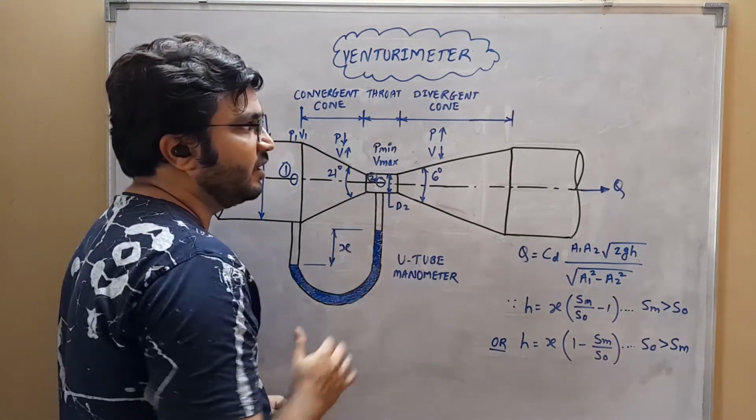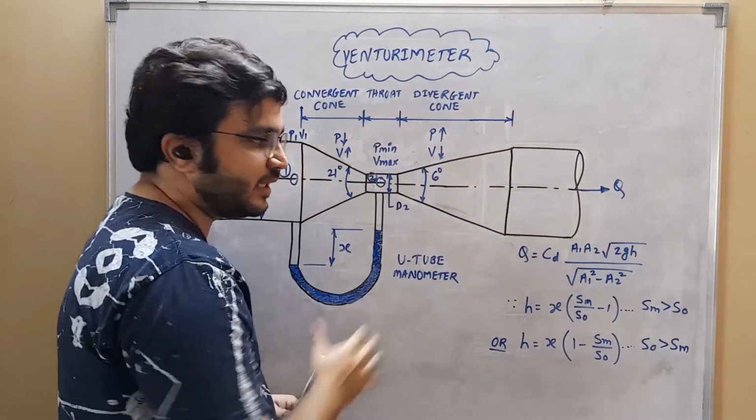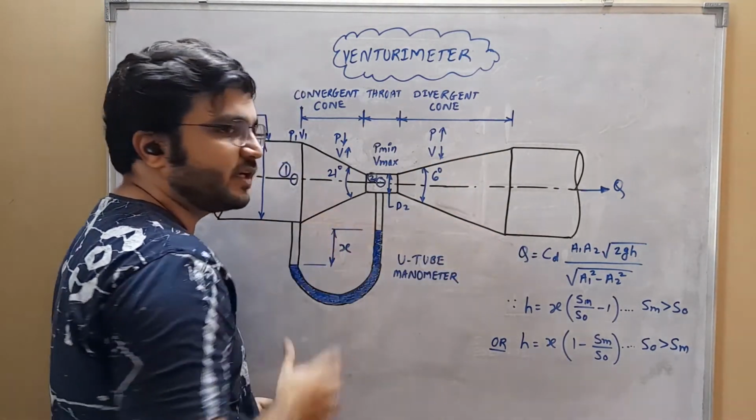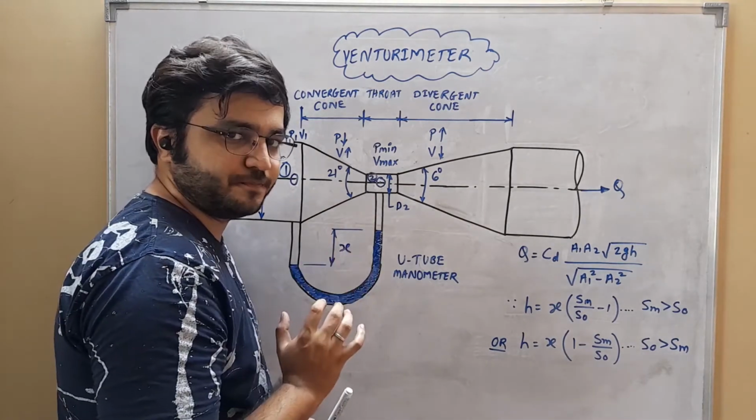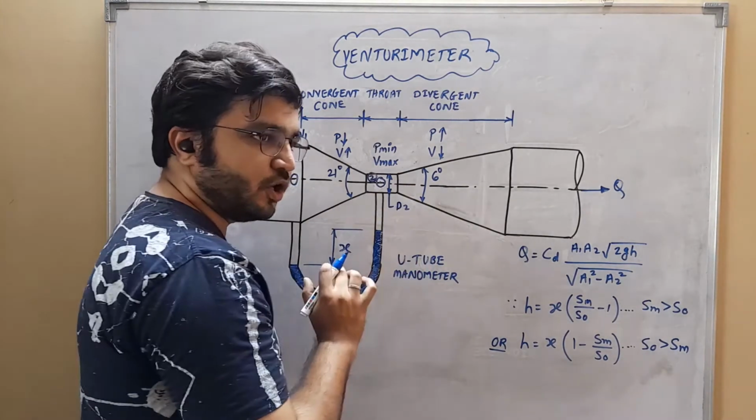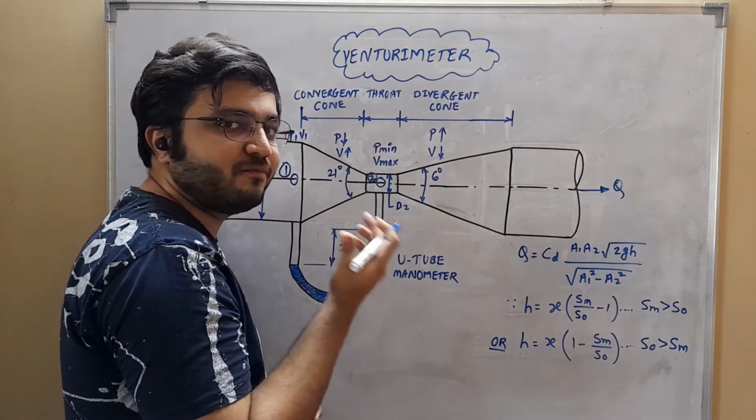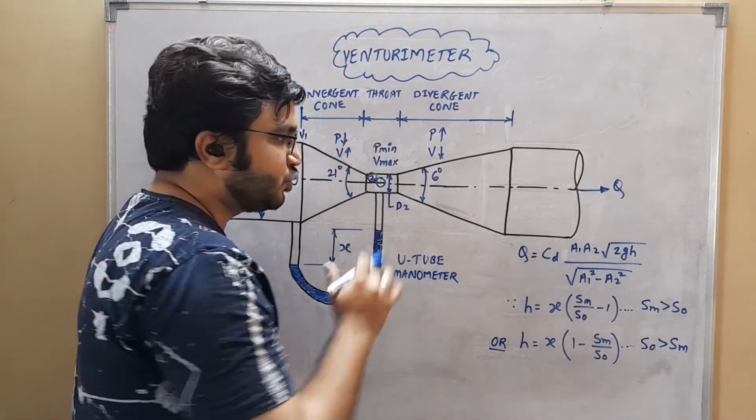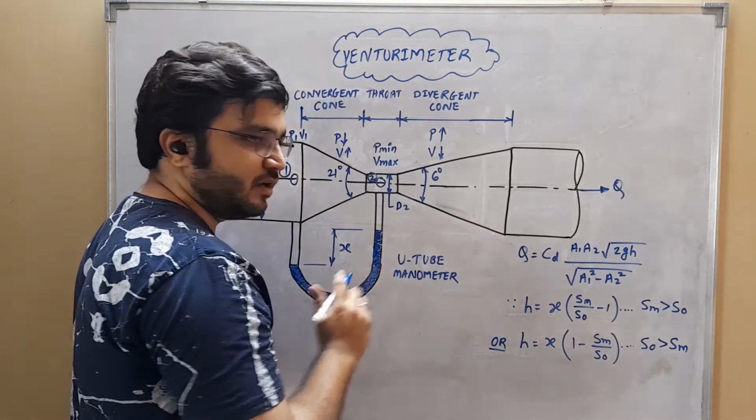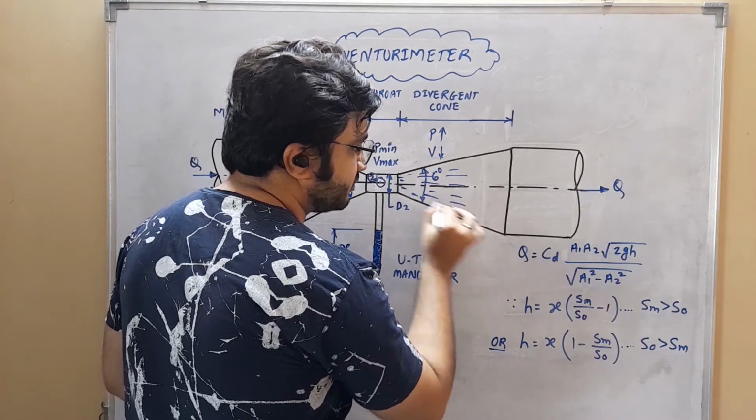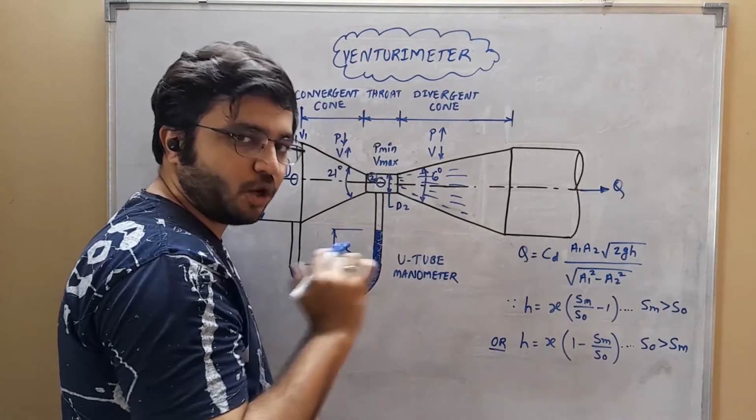As we can see here, in the divergent cone section, the length of this section is considerably more than the convergent section. Why is it so? This is because when the fluid is going to come out of the throat section, it will be having the maximum velocity. So because of this higher velocity, when the fluid is going to come out like this, suddenly the velocity is going to drop.